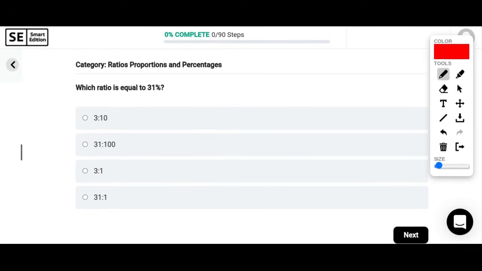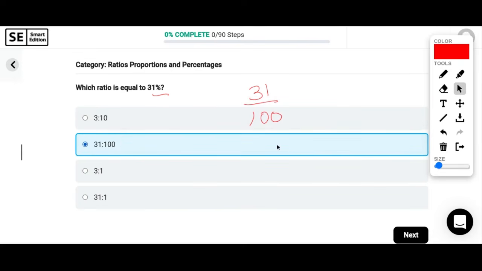Okay. Which ratio is equal to 31%? So remember, percent just means out of 100. So 31% is the same thing as 31 over 100. So the ratio version of that would look right here, 31 to 100.